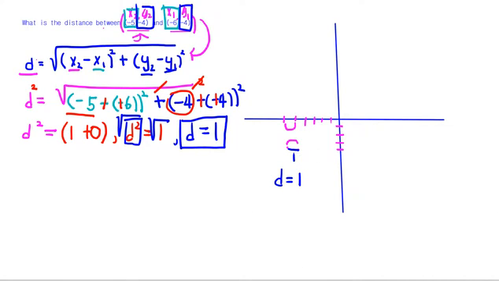So in the next video, I'm going to talk about the second example of finding the distance between 2 points.